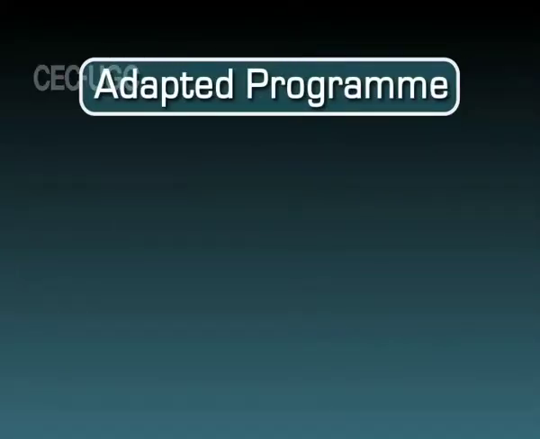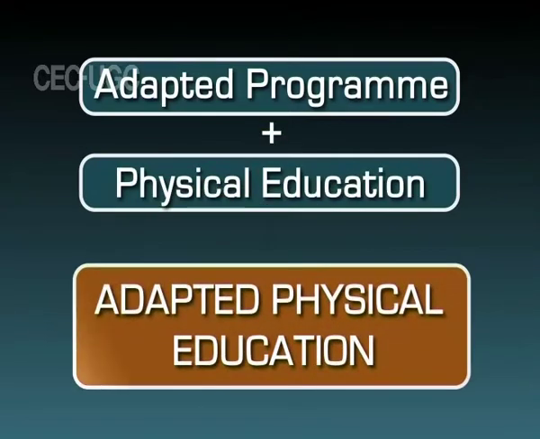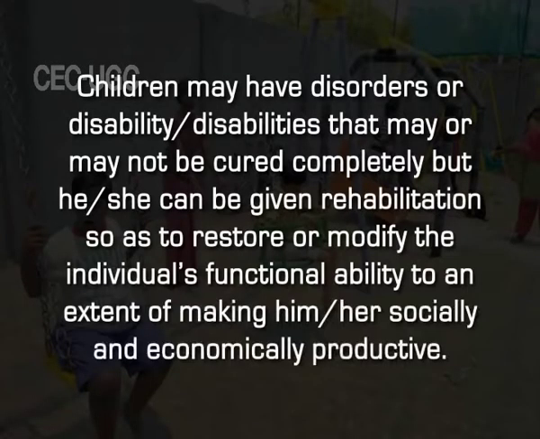By combining the two areas, adapted program and physical education, we get a specialized branch referred to as adapted physical education. Adapted physical education is an extended branch of physical education that helps the physical education professional to deal with children belonging to the special category. Children may have disorders or disabilities that may or may not be cured completely, but he or she can be given rehabilitation so as to restore or modify the individual's functional ability to an extent of making him or her socially and economically productive.